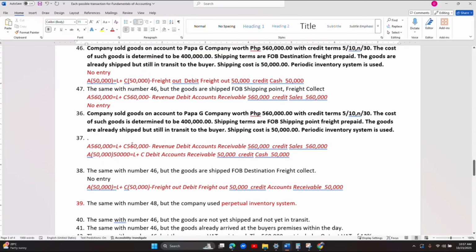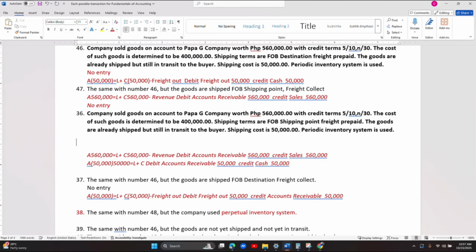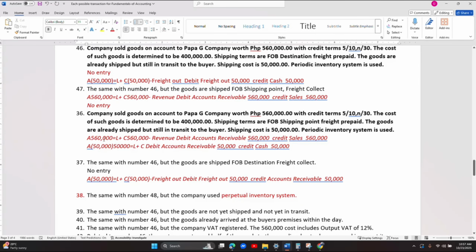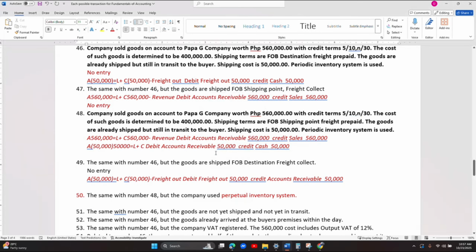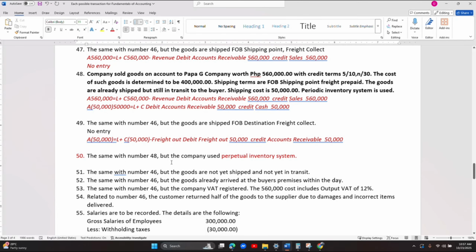So let's put it, set numbering value 48, right? Okay. So let's change a bit. Okay? We don't need to change this. We have already answered it. So the same number with number 48.